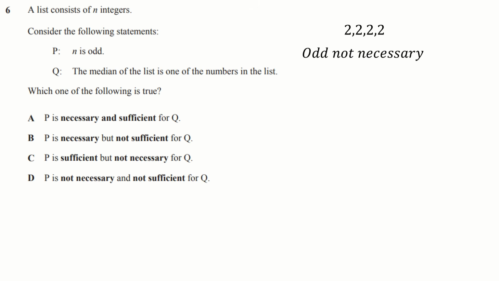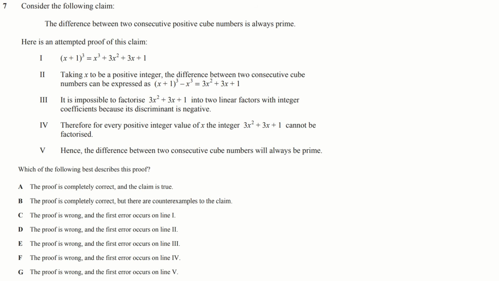The median is in between this 2 and 2, which is 2, and therefore the median is a number on the list, but n is even. So it's not necessary to be odd. So we can cross out the necessary ones because it's not necessary. It can be a number on the list even if there's an even number of terms. Now, if you've got an odd number of terms, like this list here, I wrote some very interesting lists, as you can see, then sure, of course the median is going to be on the list because you literally just select the middle one, which is right here. So it's going to be sufficient, but not necessary, is going to be our answer.